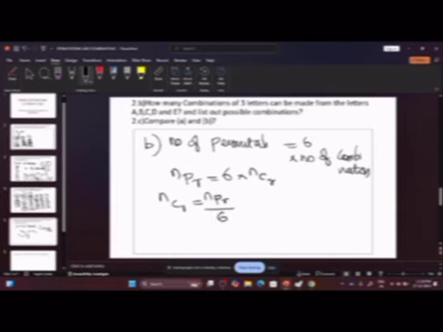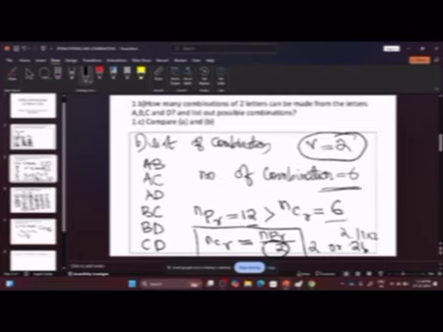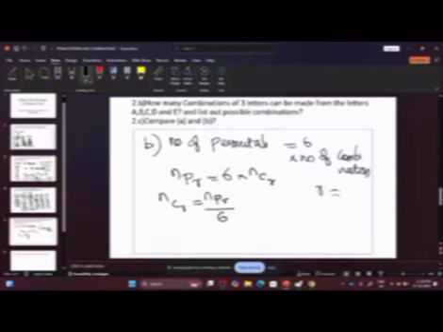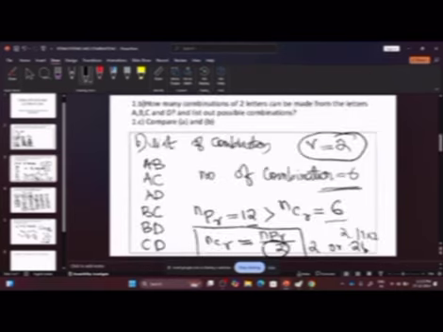But in the first sub-question, we got that when R is 2, NCR is equal to NPR by 2. When R is 3, we got NCR equal to NPR by 6. But 6 is actually 3 factorial, that is 1 into 2 into 3. So we can write that NCR is equal to NPR by 3 factorial. In the first case also, it is not actually 2, it's 2 factorial.